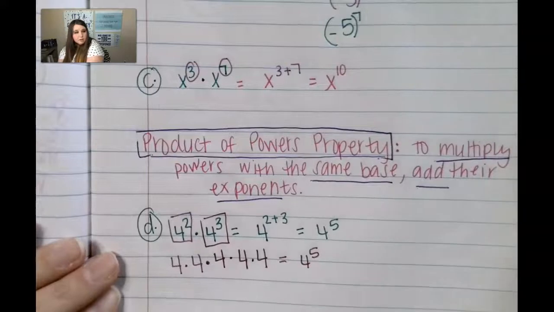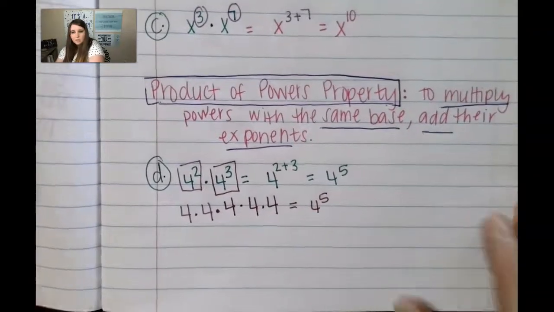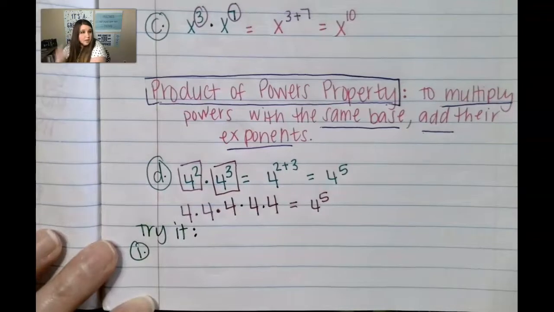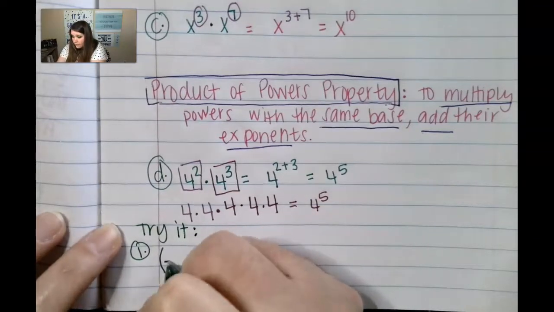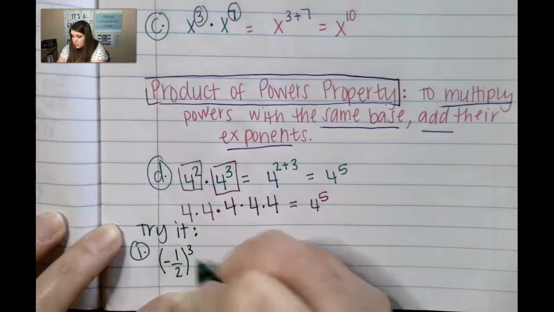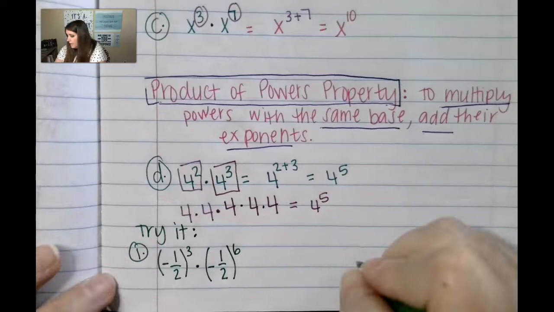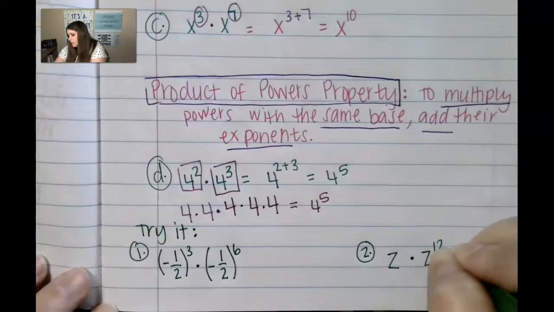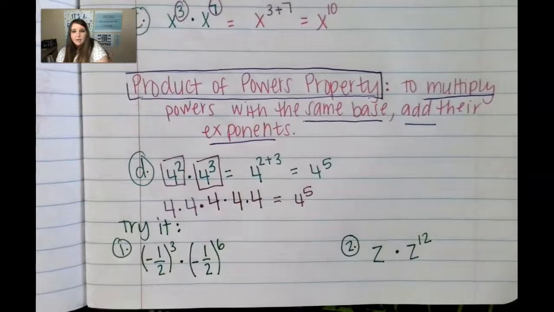Okay, we're going to go ahead and go on to 2 try-its. So go ahead and get ready to hit pause so that you can solve. Try it number one, we're multiplying powers with the same base. We're going to look at, let's do a half. So negative 1/2 to the third times negative 1/2 to the sixth. And then try it number two. Try it number two is z times z to the 12th. So go ahead and hit pause right now so you don't hear me solving. And then when you are ready, go ahead and hit play. So that way you can solve these problems.